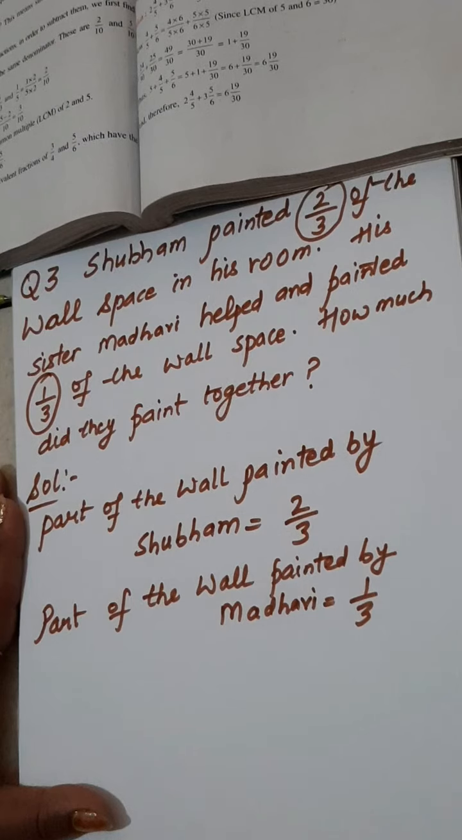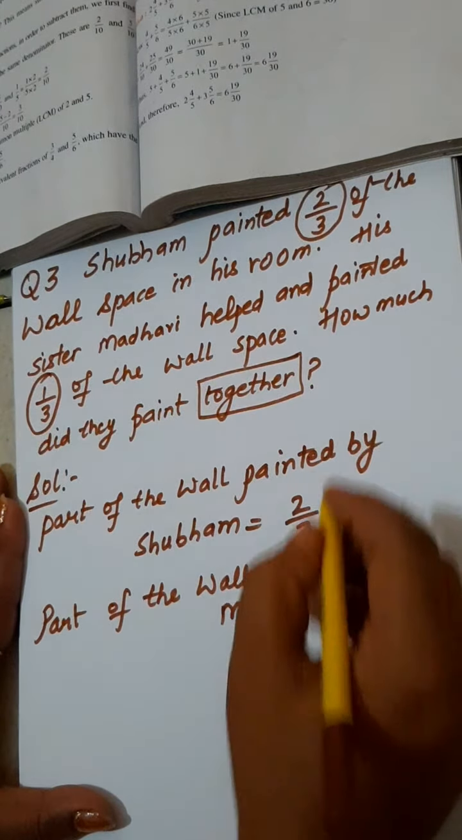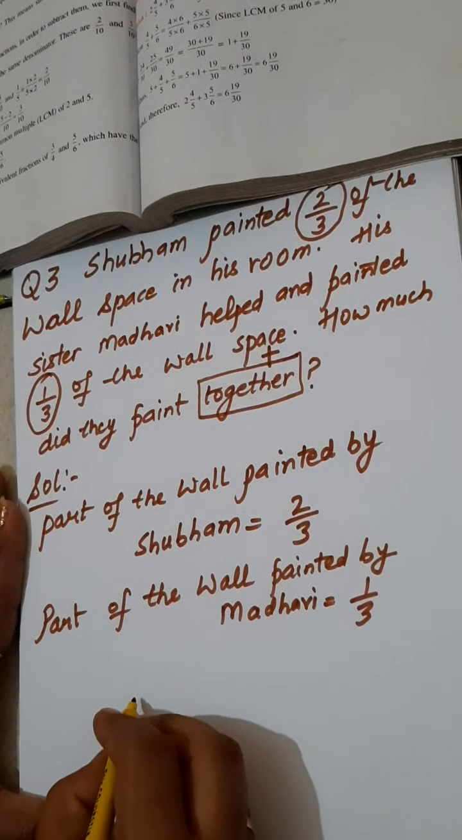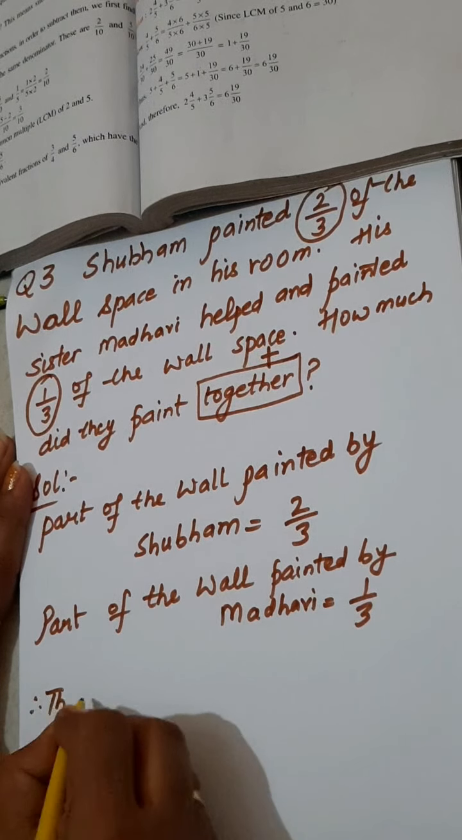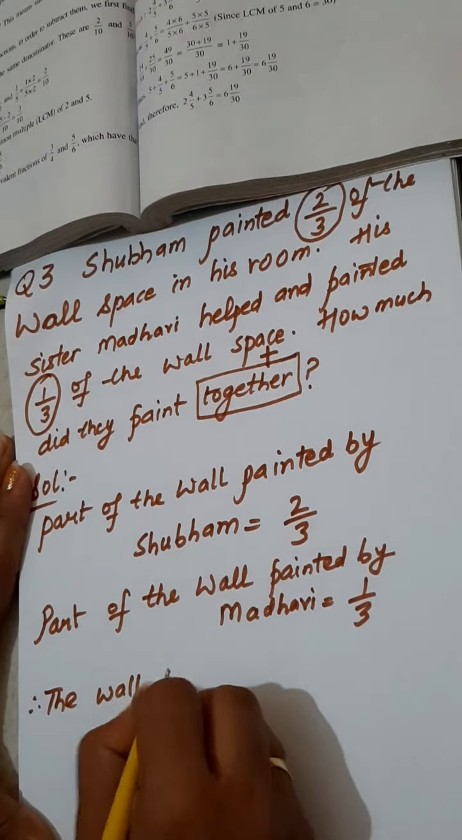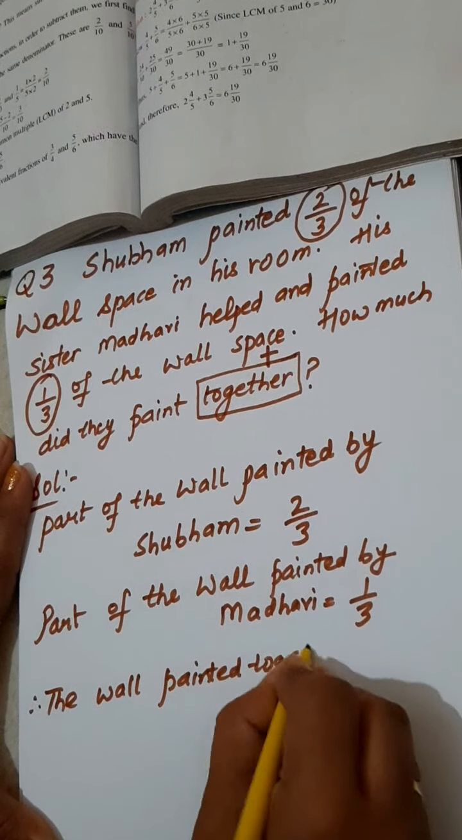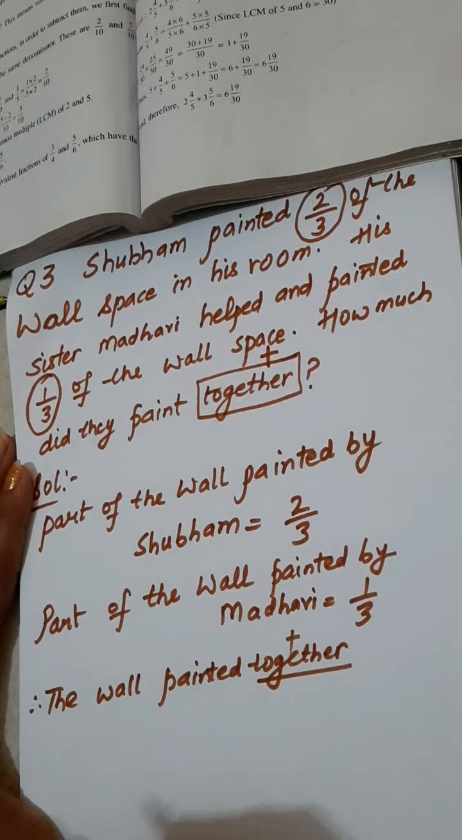And we have to find how much did they paint together. For this we will use the operation plus. You have to add. So I will write, therefore the wall painted together. For this you have to add, because together means plus.